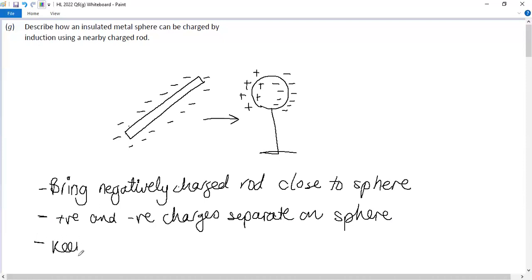Now you'll all have a version of this in textbooks as well if you want to see a different version, but it's just nice to see how you might have an answer in an exam paper. Keep the rod close.